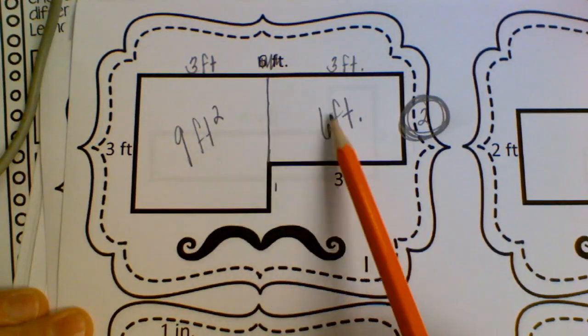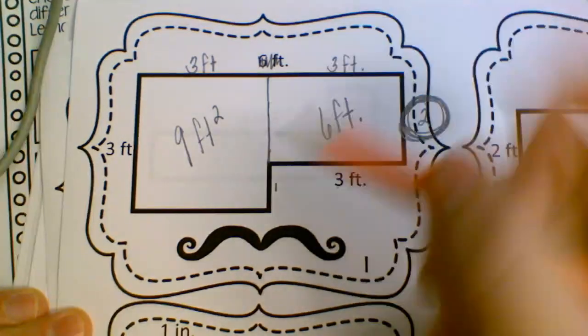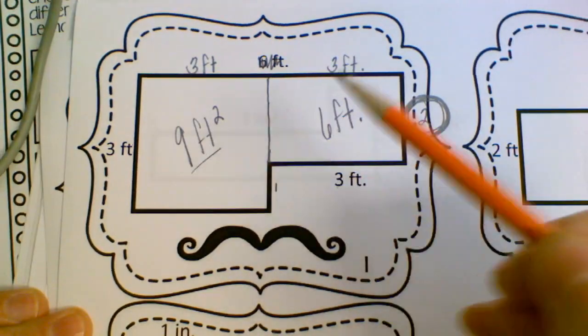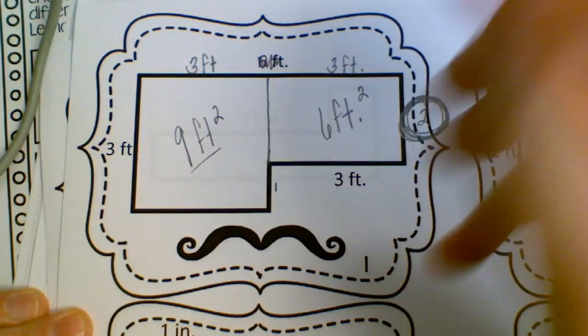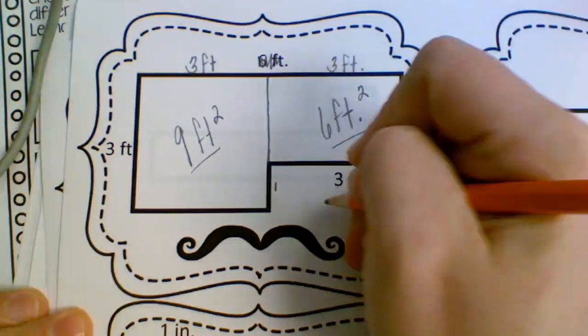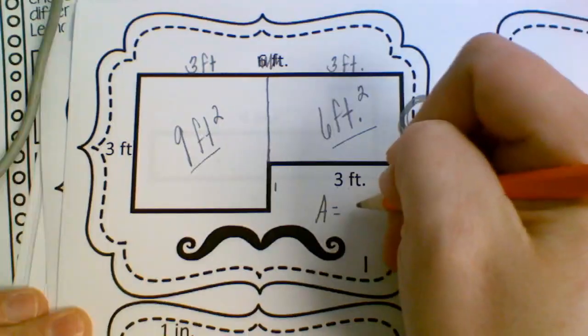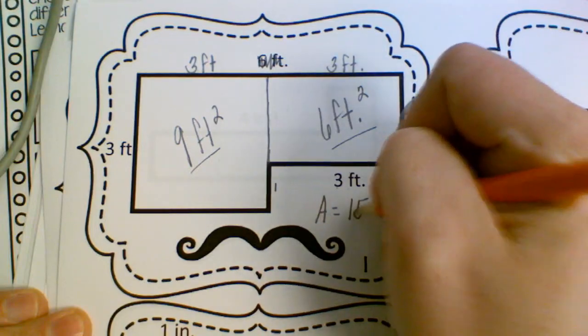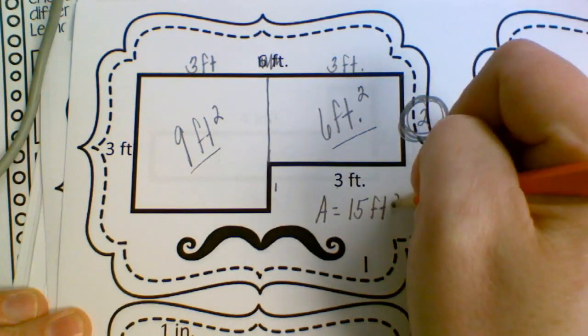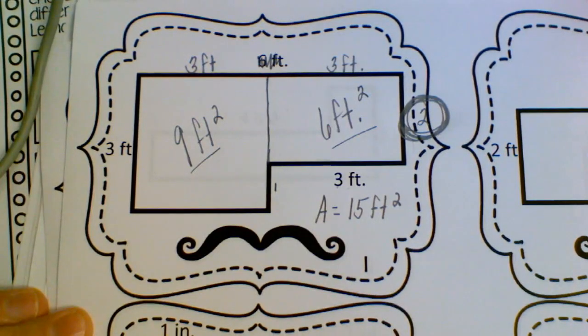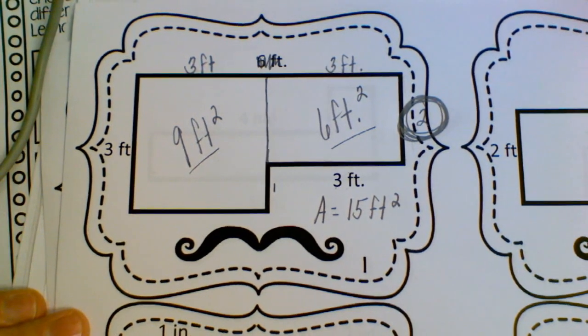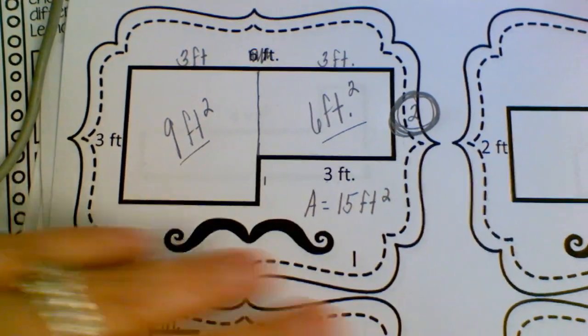So the total area, and here's what I'd like to see: the 9 feet squared here, and the 6 feet squared here. So please put area, A for area, equals 9 plus 6, that's 15 square feet. Okay, this is going to be tricky. So I'd also like to do the next one, okay?